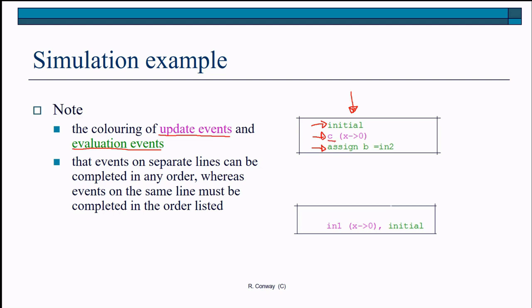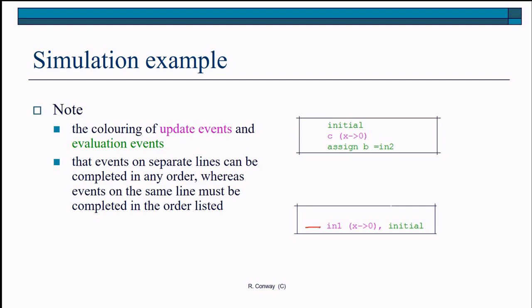C is the signal to be updated, and the update is such that the signal changes from an X to a 0. So the X goes to 0. We also use the following rule that events on separate lines can be completed in any order. So in this example, we have 3 lines, each containing an event. And for the active event queue, any one of these events can be selected. In other words, they can be completed in any order.